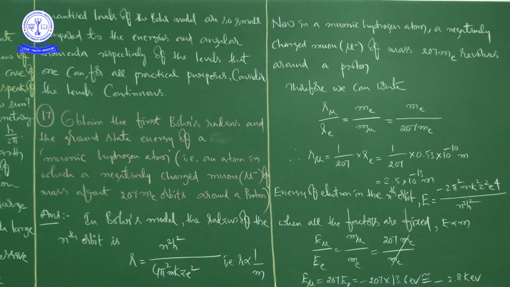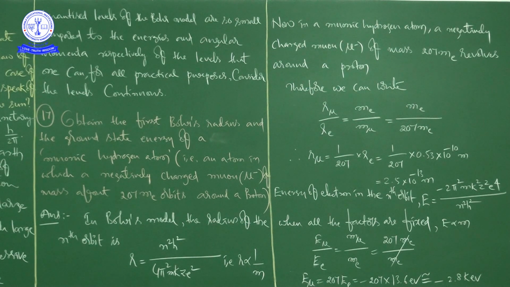So in the atom we are going to consider, a negatively charged muon of mass about 207 m_e, that is 207 times greater than the mass of the electron, orbits around a proton. And see here how we are going to solve this problem, how we are going to find the radius and energy.